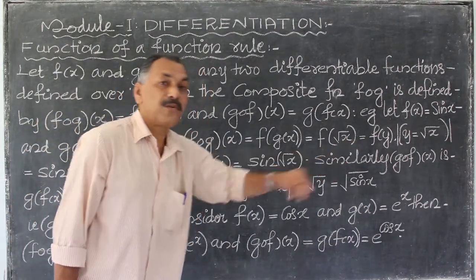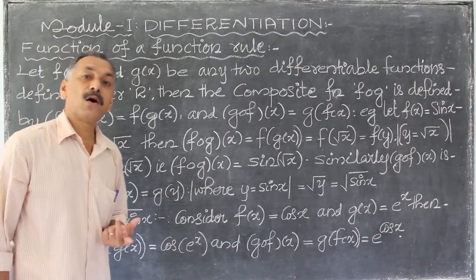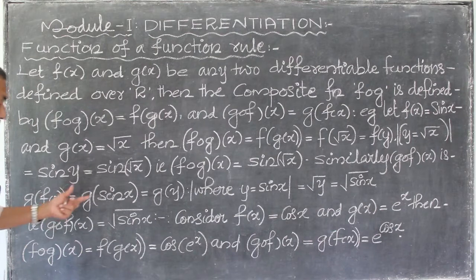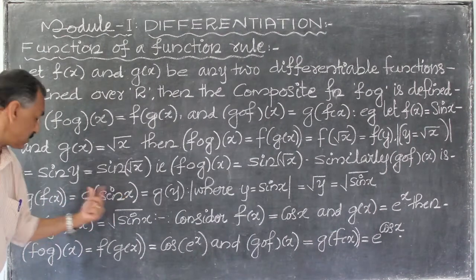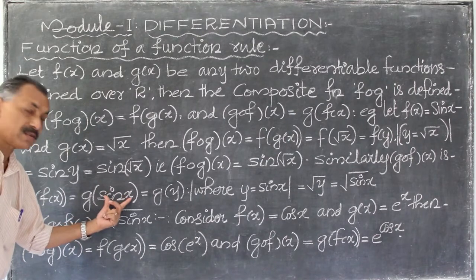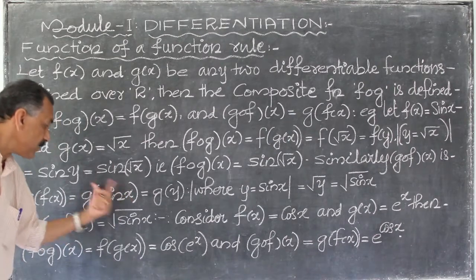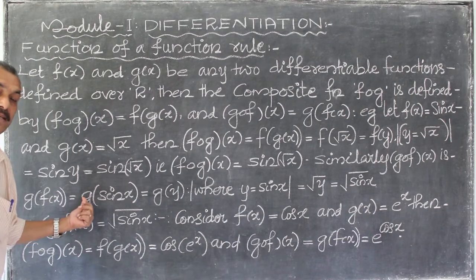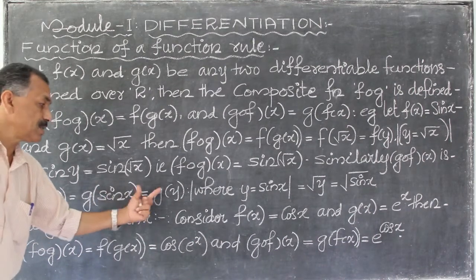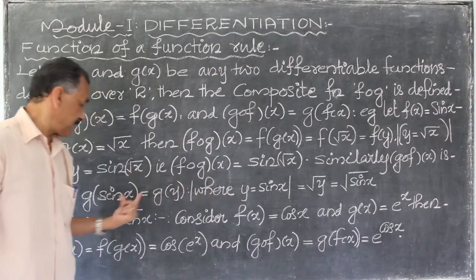Similarly, what is g∘f of x? g composition f of x is equal to g of f of x. That is equal to g of what is f of x? f of x is sin x. Now g of sin x is g of y, where y is equal to sin x.